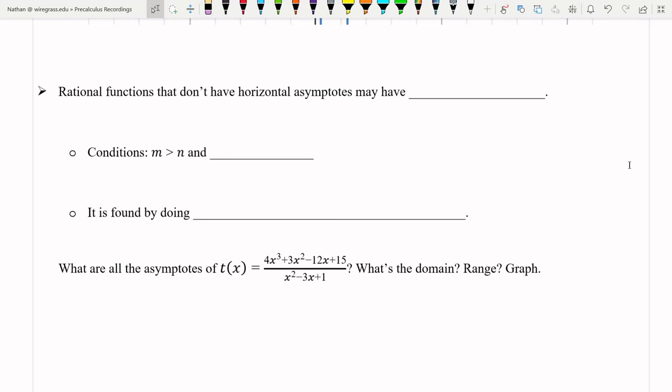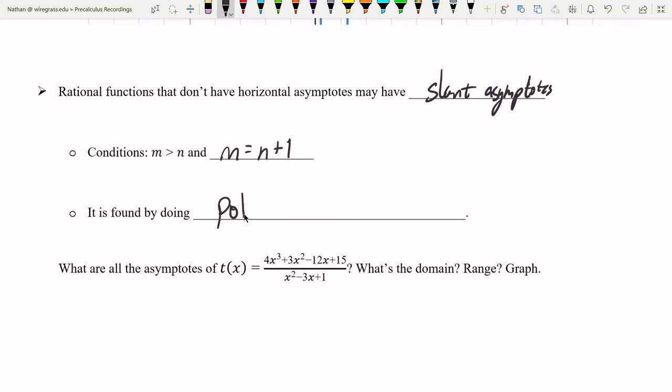Now, rational functions that don't have horizontal asymptotes may have slant asymptotes. The condition, of course, is m greater than n, and m equals n plus 1. It's found by doing the polynomial division.